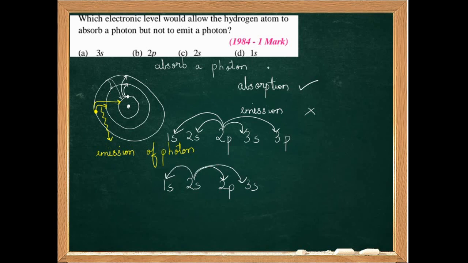And if I talk about 1s, 1s is the lowest energy level that the electron can have. So from 1s, it can always go to 2s, 2p or any higher energy level. So absorption is possible. But what we see is that emission is not possible. Where will it emit? There is no other energy level lower than this. So in such a case, 1s is a level where the photon can be absorbed but cannot be emitted. So the right answer is option D.